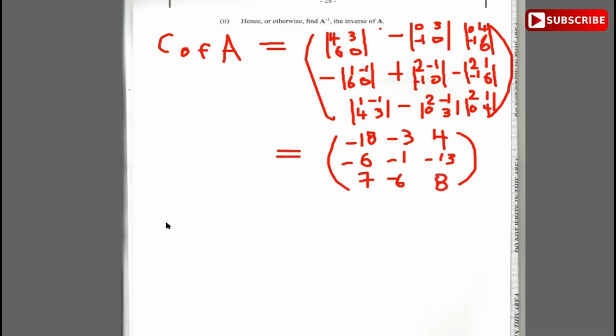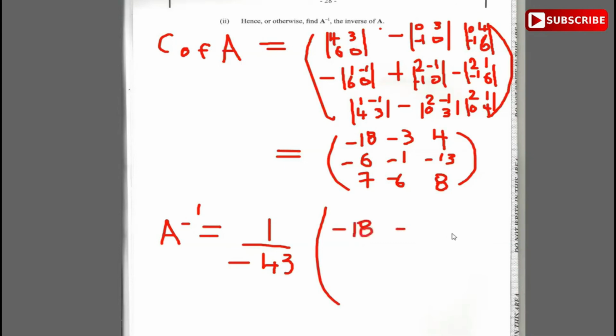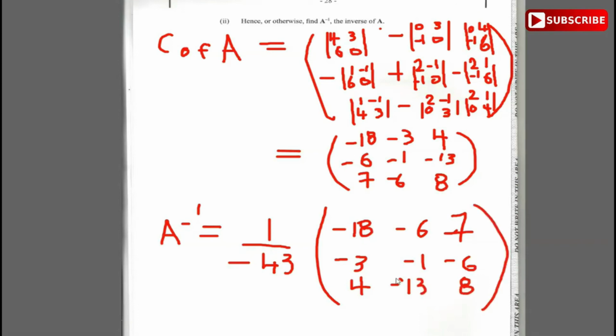If this is the cofactor of A, then A inverse is going to be equal to 1 over the determinant, which is 1 over minus 43, times the adjoint. And the adjoint is the cofactor transpose, so that's minus 18, minus 18, minus 6, positive 7, minus 18, minus 6, positive 7, minus 3, minus 1, minus 6, then we have 4, then we have minus 13, minus 13, then we have positive 8. Nice and easy. And that's A inverse.